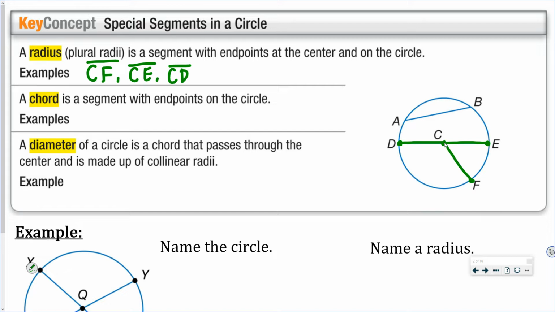A chord is a segment with its endpoints somewhere on the circle, such as AB. Let me ask you this. Does DE qualify as a chord? Yes, its endpoints are on the circle. A special type of chord that goes through the center, such as DE, is a diameter.